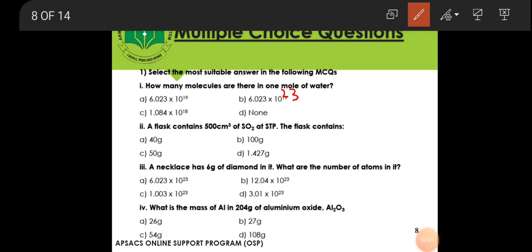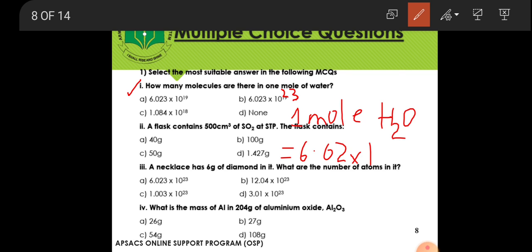Friends, let's solve multiple choice questions. Question number 1. How many molecules are there in 1 mole of water? We know that 6.02 into 10 raised to power 23 molecules are present in 1 mole of water. So the answer is B part.